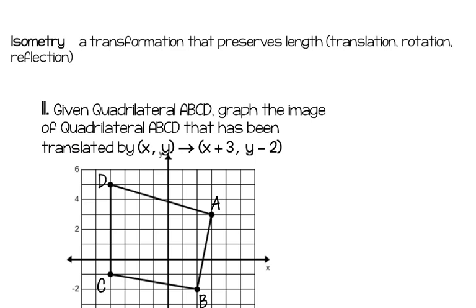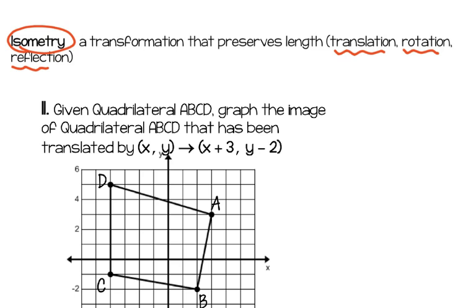Okay, one more vocabulary is the word isometry. An isometry is any type of transformation that preserves the length, and so that means it doesn't get bigger or smaller. So the ones that we're going to study this year are a translation, rotation, and reflection, and they are all isometries.